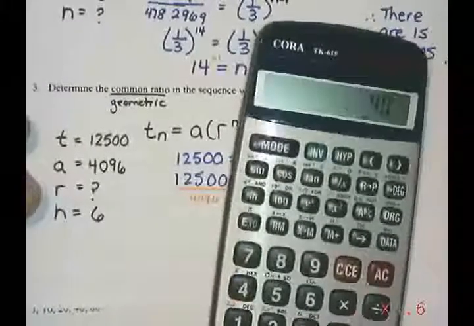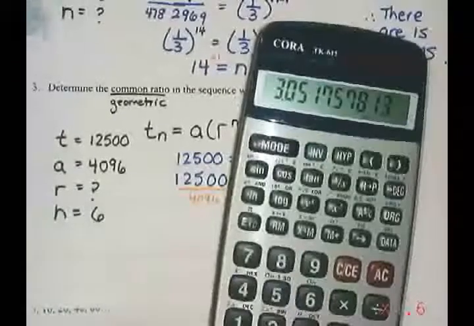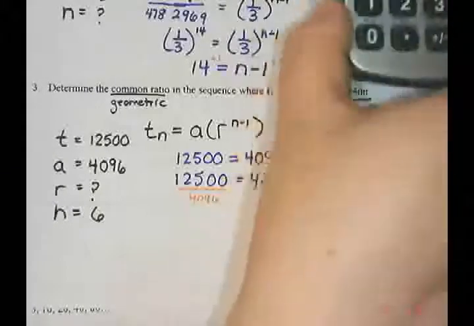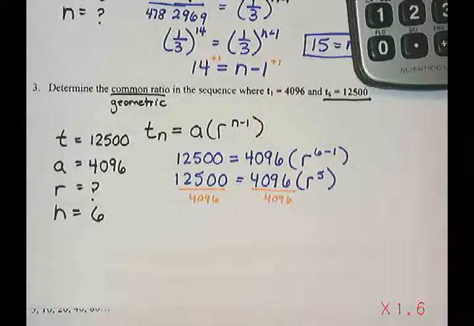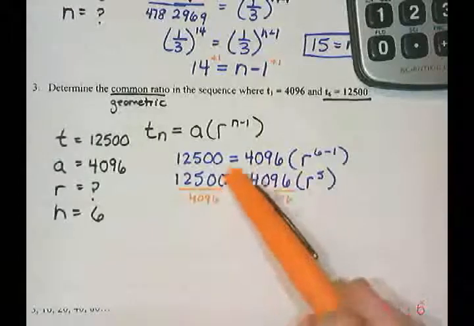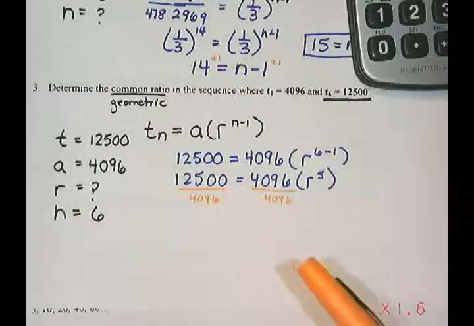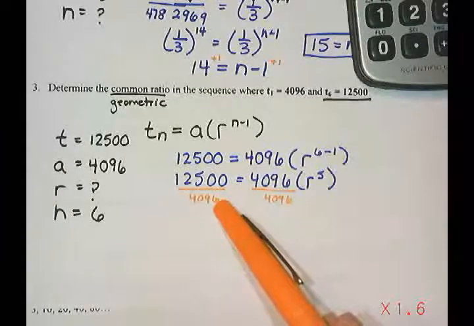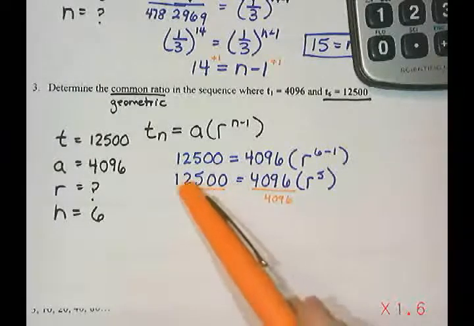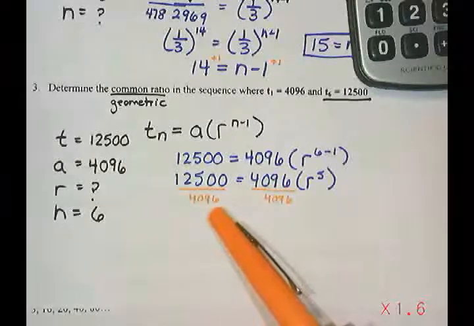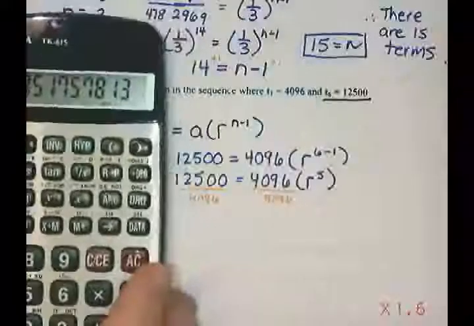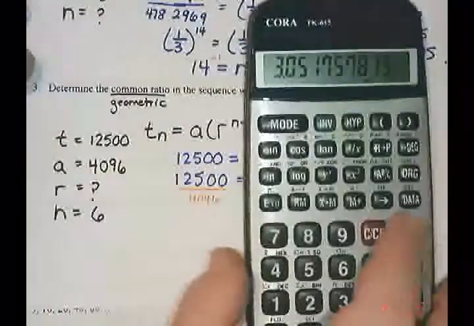If I try my calculator, 12,500 divided by 4,096 gives me a decimal again. So I do not want to use the decimal. What I want to do is see if I can reduce the fraction. I notice that they're both divisible by at least a 2 since they're even numbers. I know that 4,096 is a power of 2. It is 2 to the power of, I think, 12. So I know that it's a number that definitely will divide by 2 many, many times.